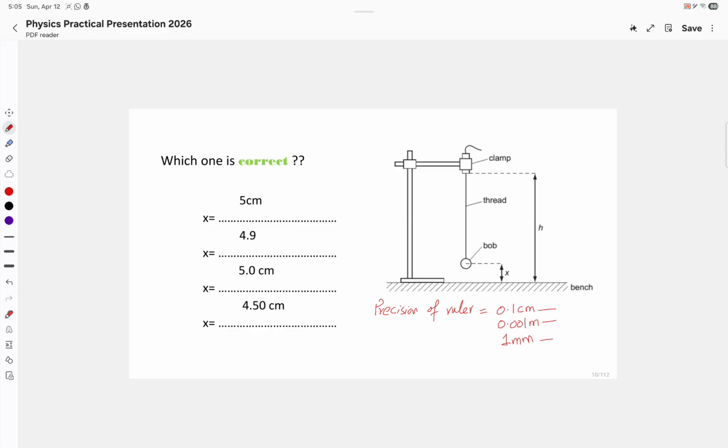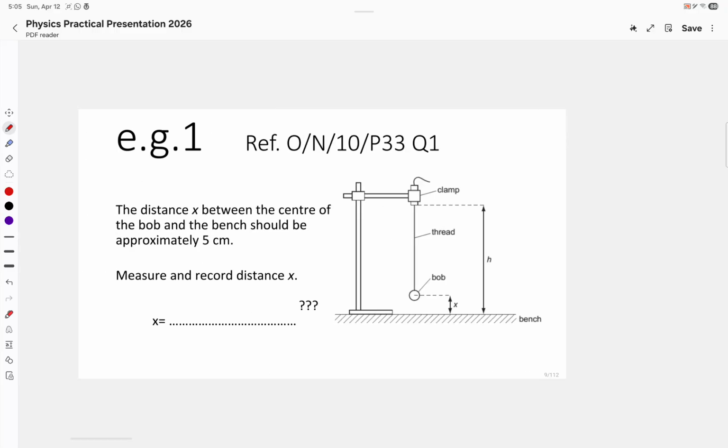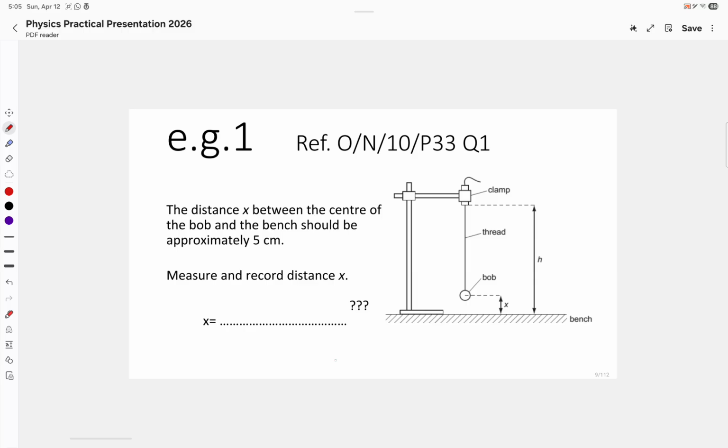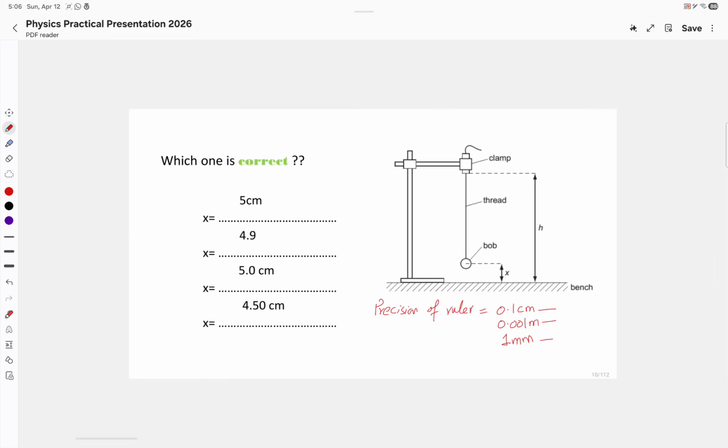When I need to write the value of x in this space, there is no unit mentioned. If I write the answer like this, 4.9, it means one decimal place, so I am following the precision of a ruler, but I'm not writing a unit here. So I will lose a mark.